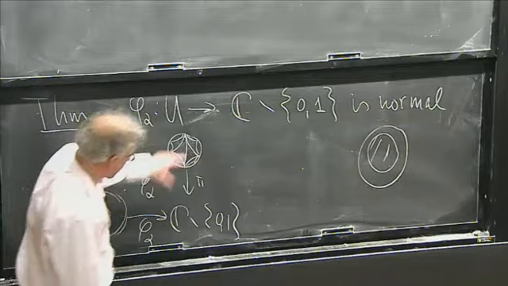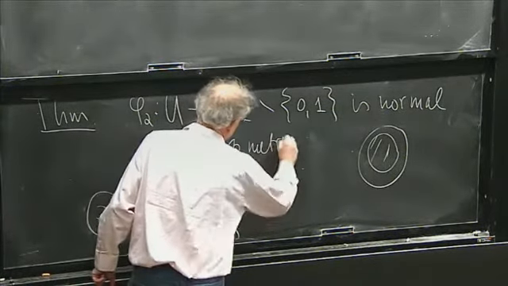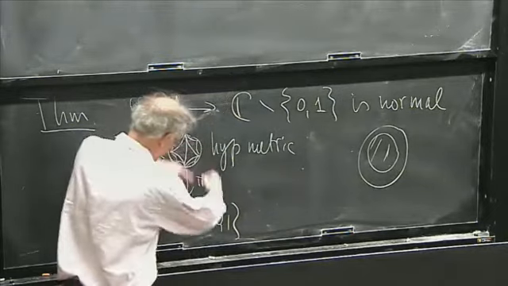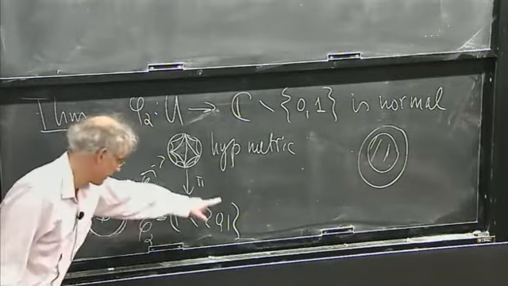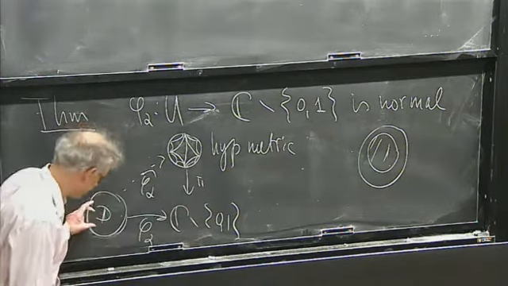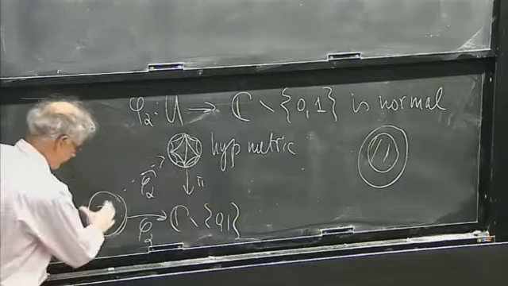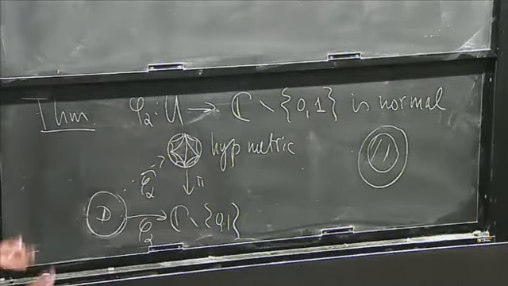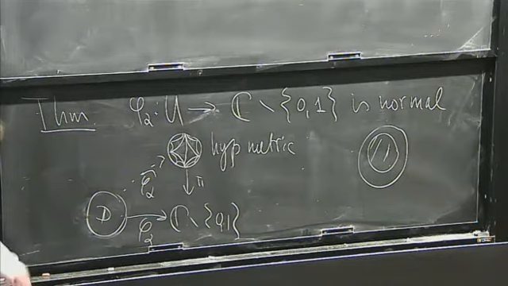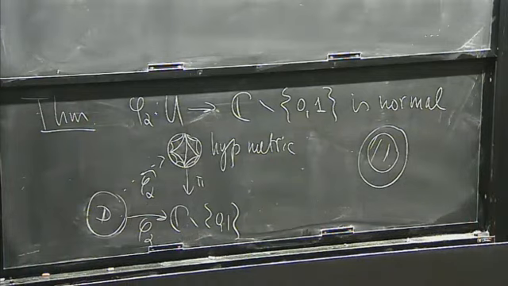You can take the hyperbolic metric, the Poincaré metric, on the unit disk and push it down to the sphere with 3 punctures, and you obtain a hyperbolic metric here. Then this family of functions will be contracting with respect to the hyperbolic metric from here to here, and this contraction will give you uniform equicontinuity, so it will give you normality.